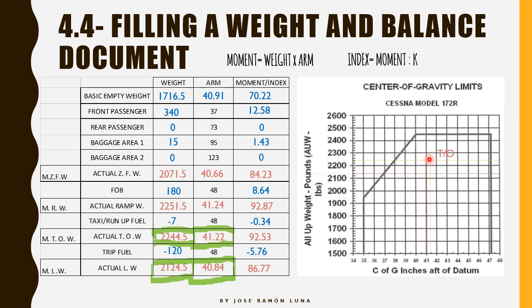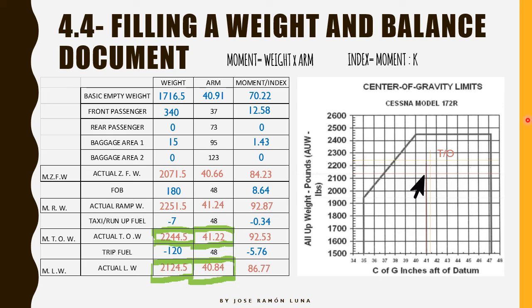All right, so it doesn't always depend on the weight. For example, for this weight, if the center of gravity was not 41.22 and instead it was, let's say, 35, we would be out of the limits, guys. So be careful. Both calculations are really important.